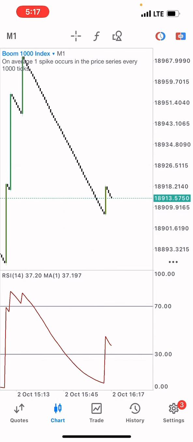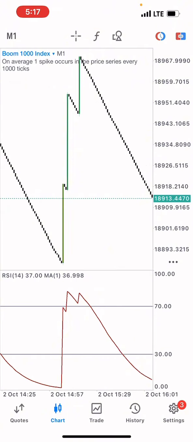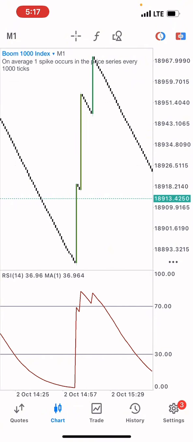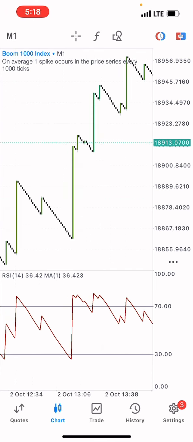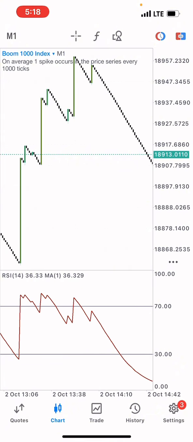This time around, like I said, we are doing entirely the opposite of what we did on the Crash 1000 index market. So now we are looking to sell. We are looking for a divergence to the downside where price will be reversing at an overbought region. We want to see price come to an overbought region and sell from there. Okay, this is a perfect example. This is a clear example.